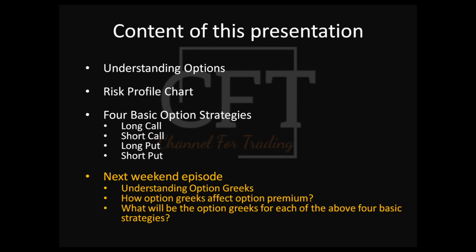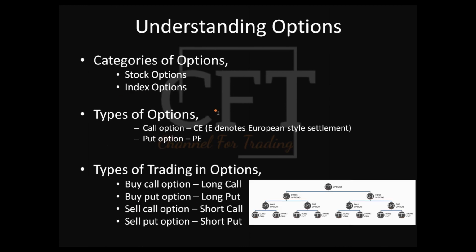So let's continue. First, we will look into understanding options. What are the categories of options we have? Currently, we have stock options and index options. Your stock options also have call options and put options. Your index options also have call options and put options. The call option is denoted by CE and the put option is denoted by PE.